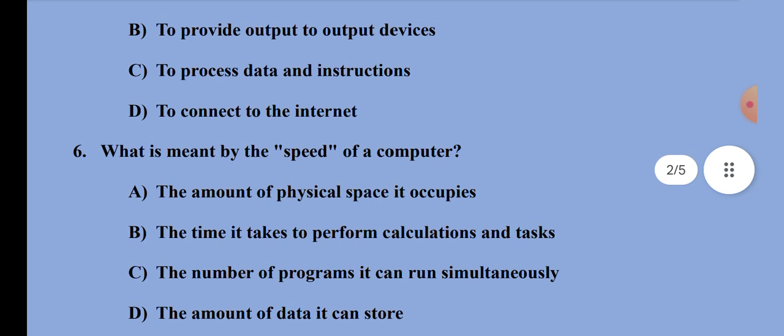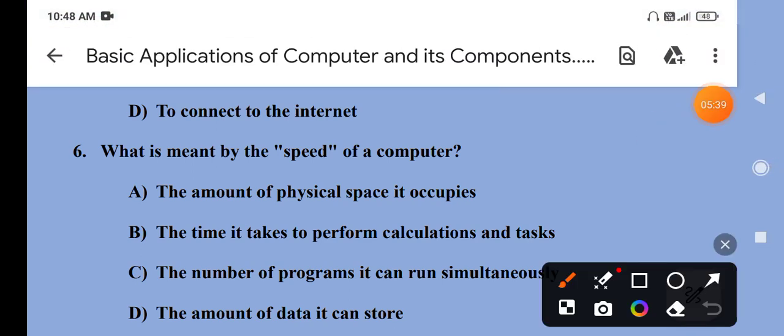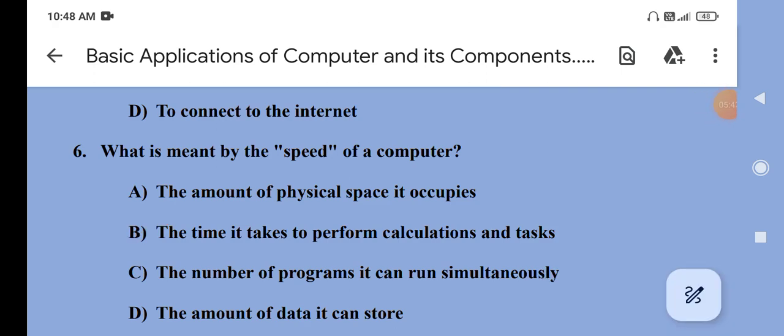What is meant by speed of a computer? Speed of computer से आप क्या समझते हैं? Okay, we have four options. Option A, the amount of physical space it occupies. Option B, the time it takes to perform a calculation in tasks. Option C, the number of programs it can run simultaneously. Option D, the amount of data it can store. स्पीड का मतलब होता है the speed of computer. अगर हम देखेंगे it refers to how quickly it can process instructions and complete tasks. तो इसके हिसाब से जो राइट ऑप्शन होगा that would be option B. Okay, we can go with option B. Moving to our next question.